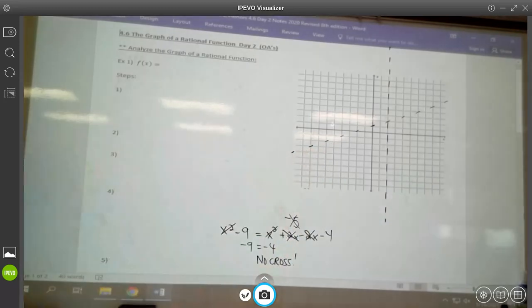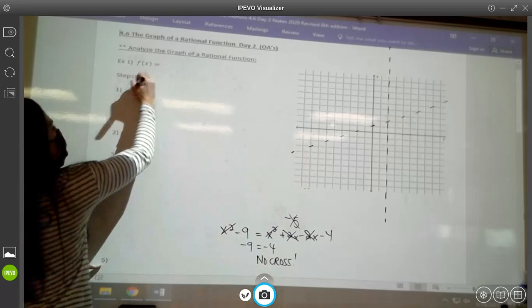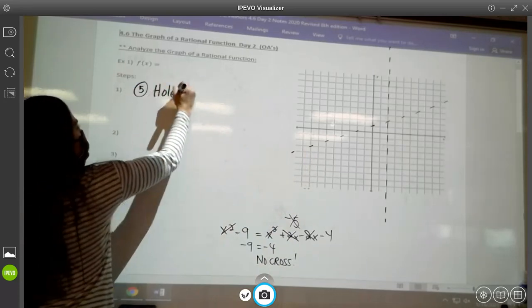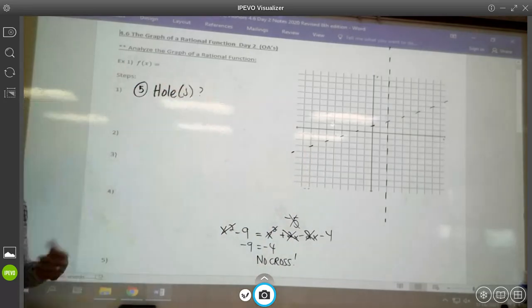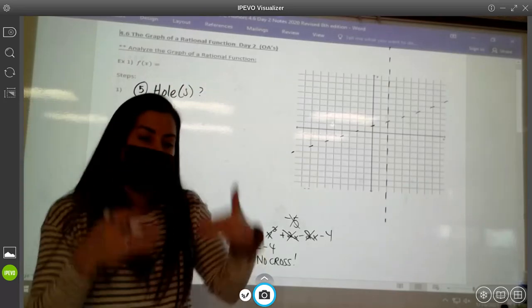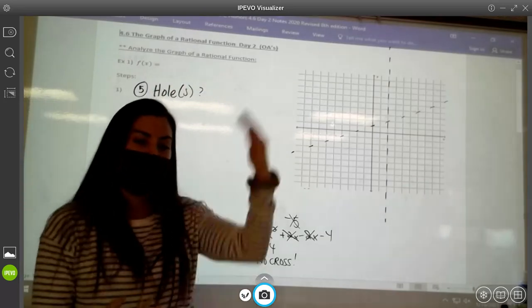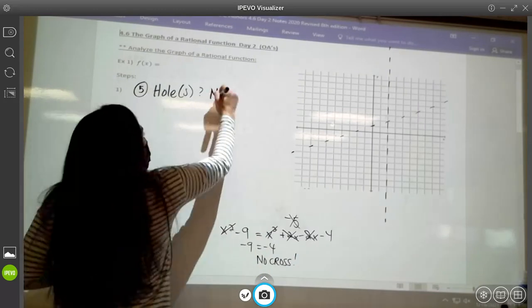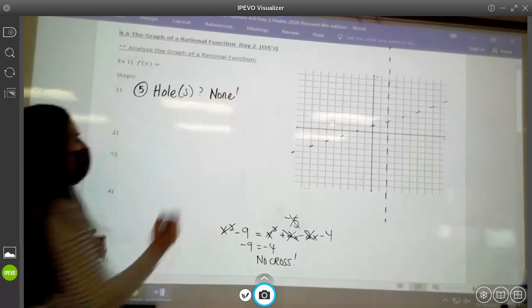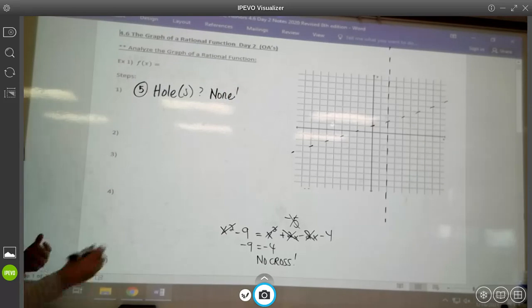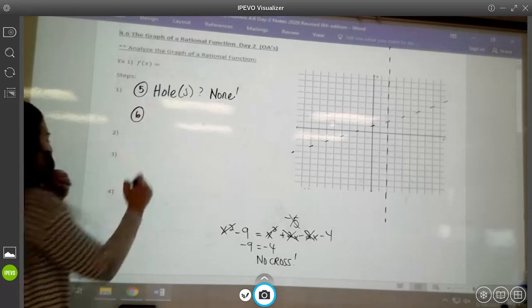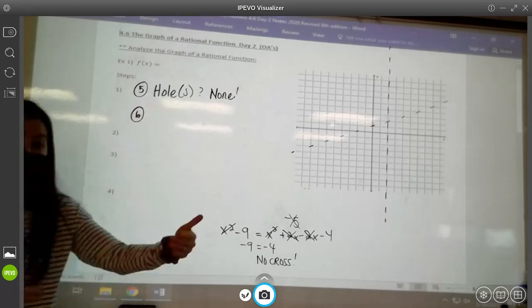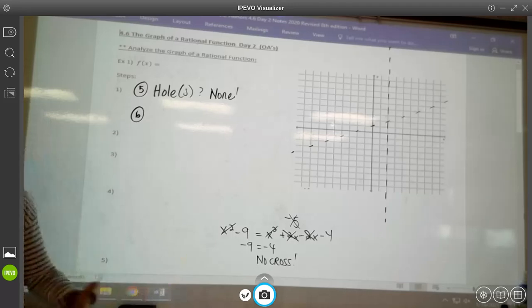Okay, so now step 5 would be, is there any holes? And a hole can only come from a factor that canceled on top and bottom in that reducing step. Nothing canceled, so there's no holes. Okay, now step 6. Now I'm looking for some legit points like intercepts. What are my x-intercepts? What are my y-intercepts?